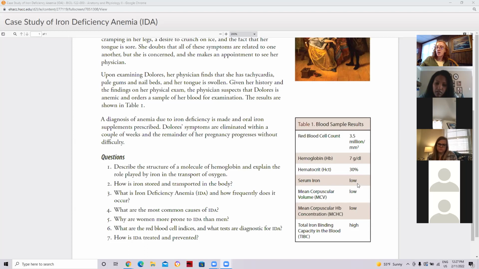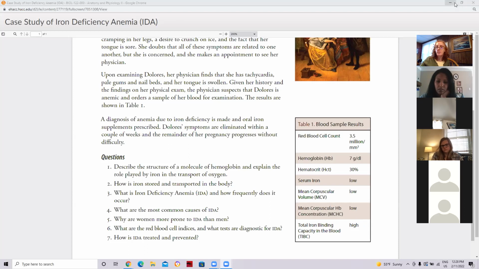Her serum iron content is low. Her mean corpuscular volume is low. What this means is the size of her average red blood cell is small. It's lower than it should be. The volume of her individual red blood cells is smaller than it should be. The amount of hemoglobin per red blood cell is low. But the total iron binding capacity in the blood is still high.